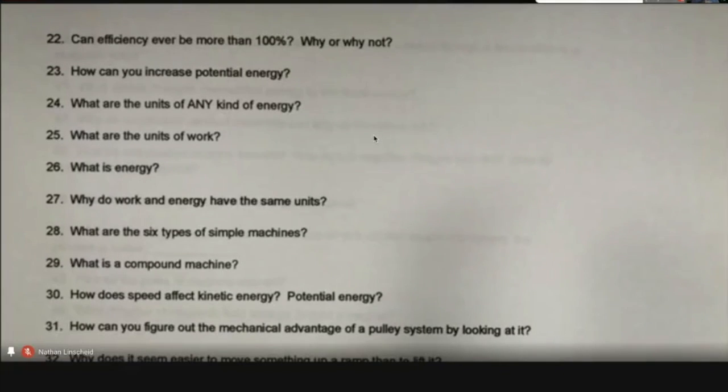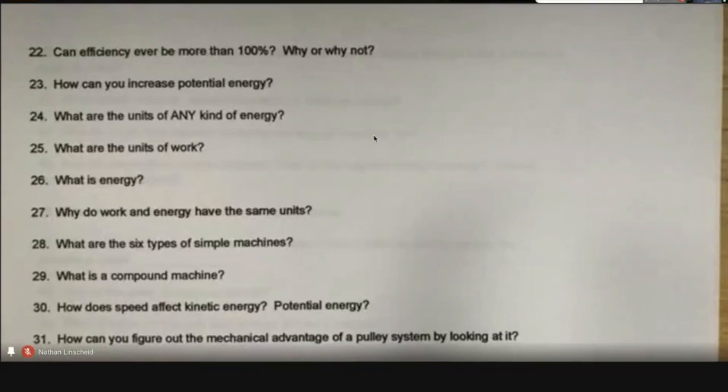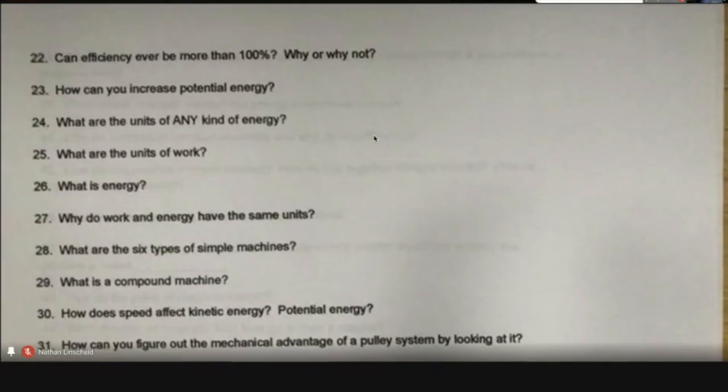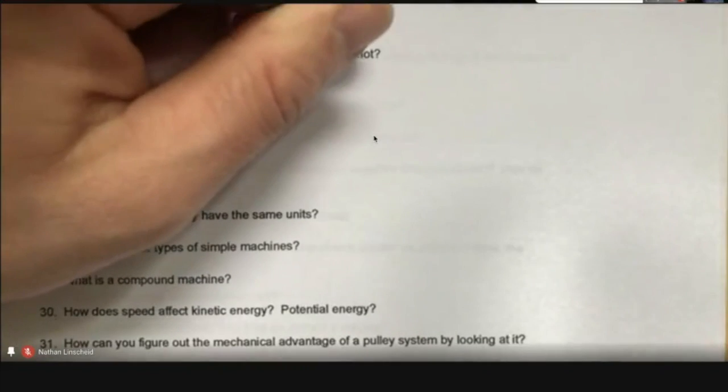Okay, now number 22, I just actually answered. Can efficiency ever be more than 100%? Why or why not? And the answer again is no. And the reason why is friction.